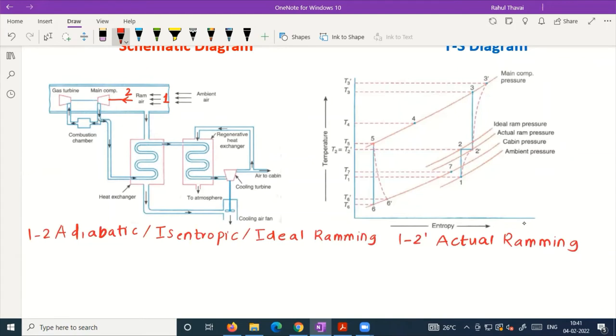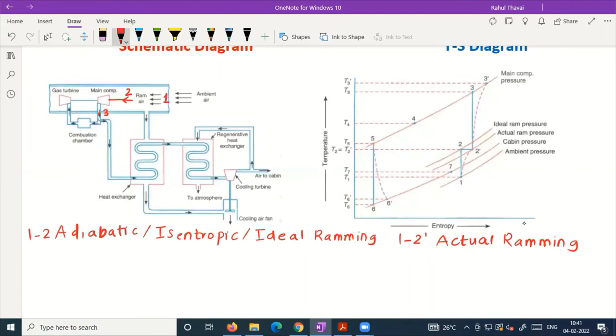In ramming, as I told you, what happens during 1 to 2 or 1 to 2 dash? Pressure also increases, temperature also increases. Now once it is rammed, we will supply it to the compressor. So from the compressor, it will come out at point number three.